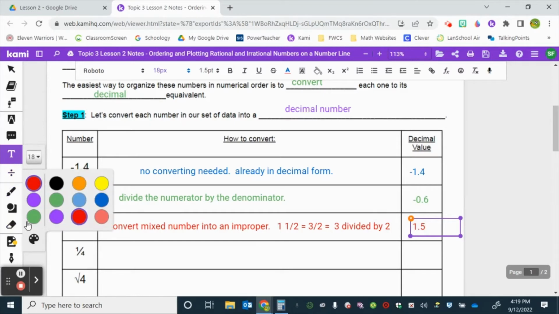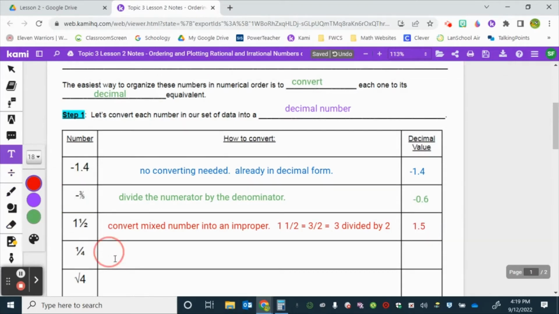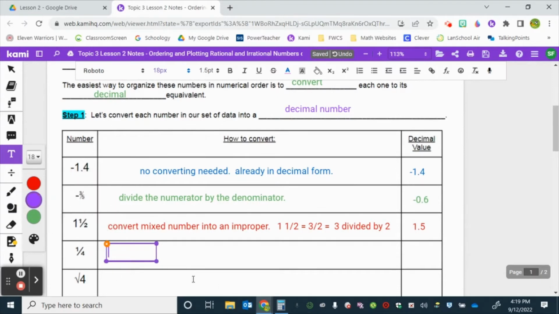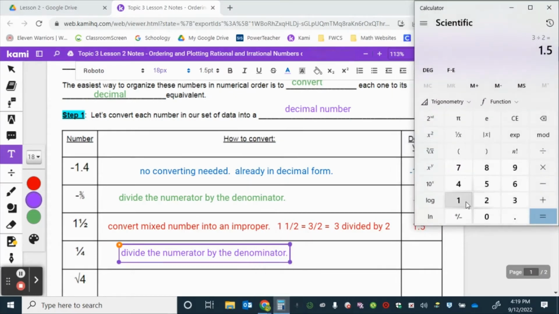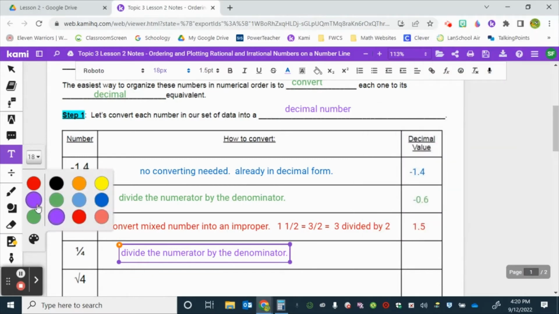1/4 is another fraction, right? Since it is in fractional form, all I need to do is to divide the numerator by the denominator, and I will be able to have my decimal value. Obviously, if you know what 1/4 is as a decimal, then you don't need to do this. But if you do not know, 1 over 4 or 1/4 means 1 divided by 4. And of course, that is equal to 0.25.